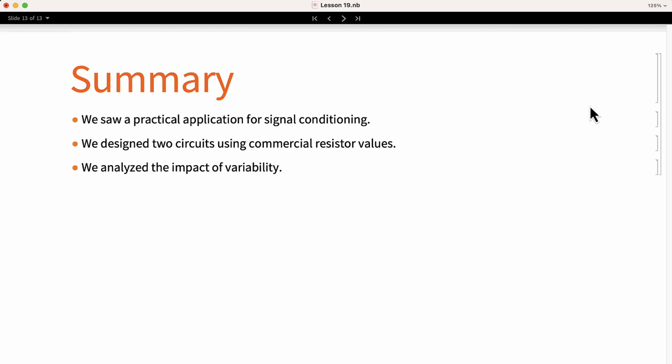In this lesson, we saw a practical application for an op-amp circuit that is used to adapt an analog voltage to a range acceptable by an analog to digital converter. We designed two circuits using commercial resistor values. We learned the process that can be followed to select resistors from a table of commercial resistors with a 5% tolerance. We also created plots that display the effects of the variability in this type of circuits. In the next lesson, we will learn more considerations that need to be taken when creating circuits with real operational amplifiers.